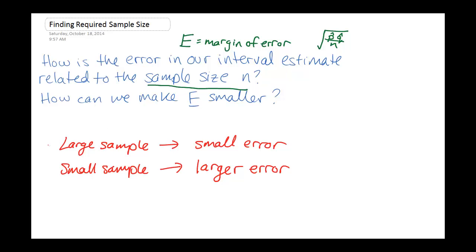So the question here is, how can we make E smaller? We don't want a really large error in our calculation, otherwise our results won't be very helpful. So we want a large sample, but we want to figure out what an upper bound is so that we don't have to get a sample of hundreds of thousands of people every time.